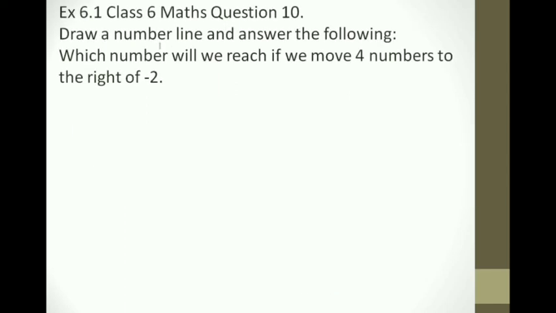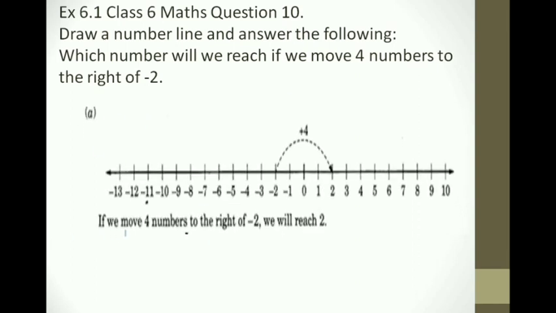Question number 10. Draw a number line and answer the following. Which number will we reach if we move 4 numbers to the right of negative 2? Where is negative 2? This is negative 2, this is the right hand side and this is the left hand side, and we have to move 4 moves. So 1, 2, 3 and 4. So plus 2. If we move 4 numbers to the right of negative 2, we will reach 2.